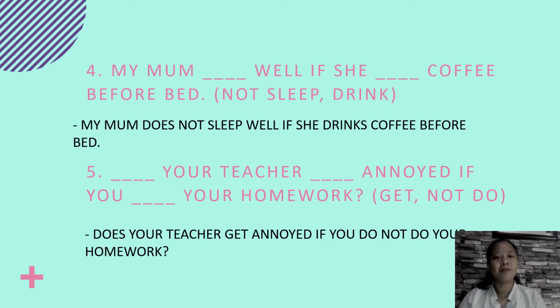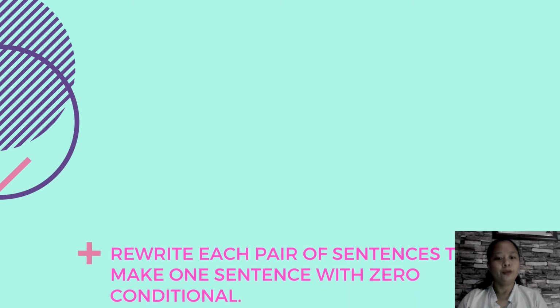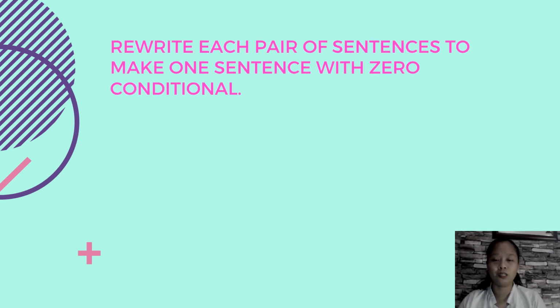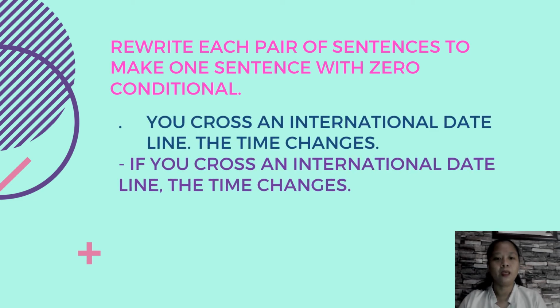Now let's try making our own sentences. For this activity, you're going to rewrite each pair of sentences to make one sentence with zero conditional. Number 1 has been done for you. You cross an international date line. The time changes. Your zero conditional sentence: If you cross an international date line, the time changes. Now try it on your own.